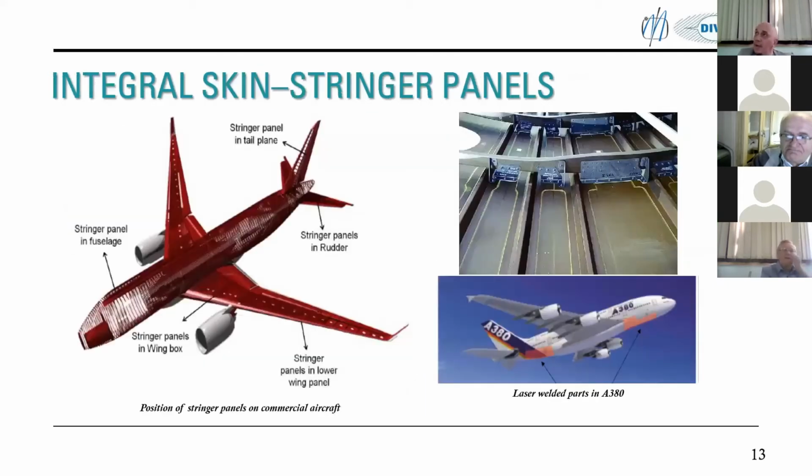Okay, then we turn our attention to integral structures. They're very popular nowadays in the aircraft industry. You can see here, for example, Airbus 380. These lower parts of the fuselage here, marked in orange color, are mostly integral skin stringer panels. When we say integral, we mean welded structures.